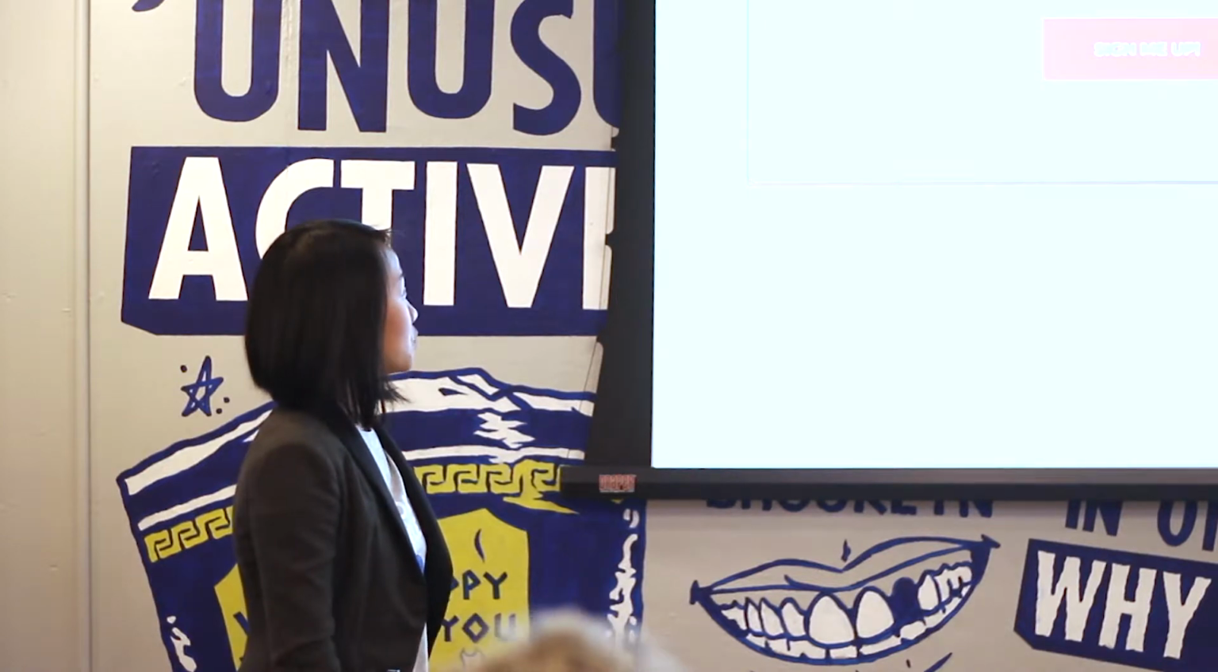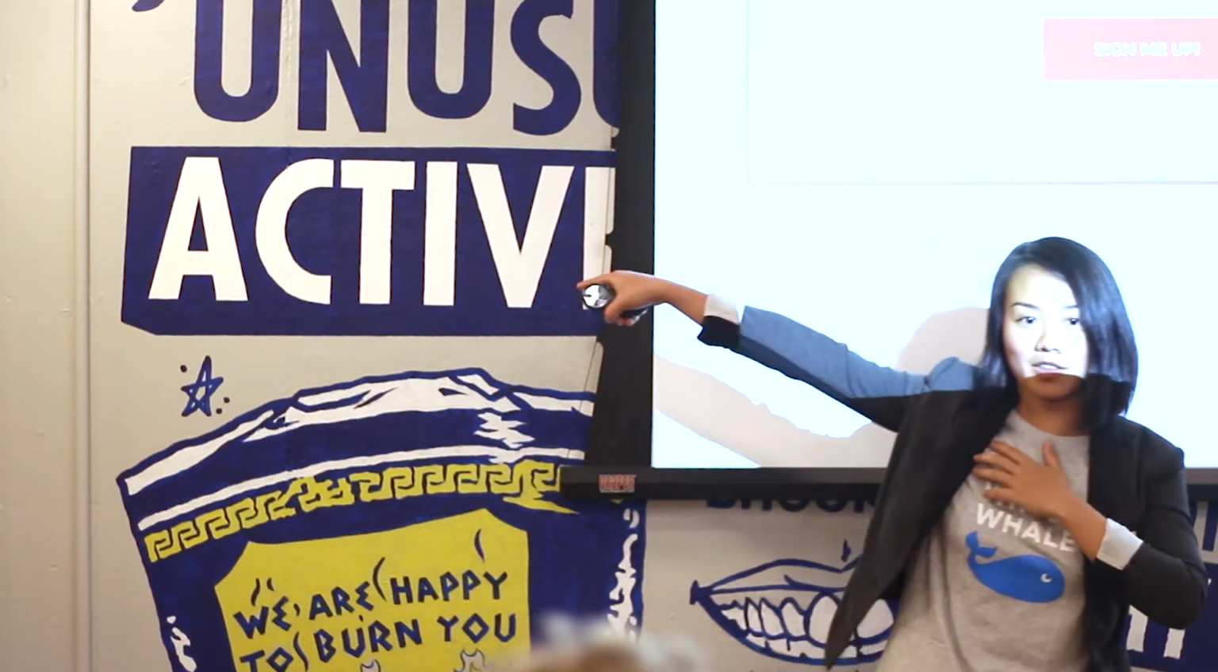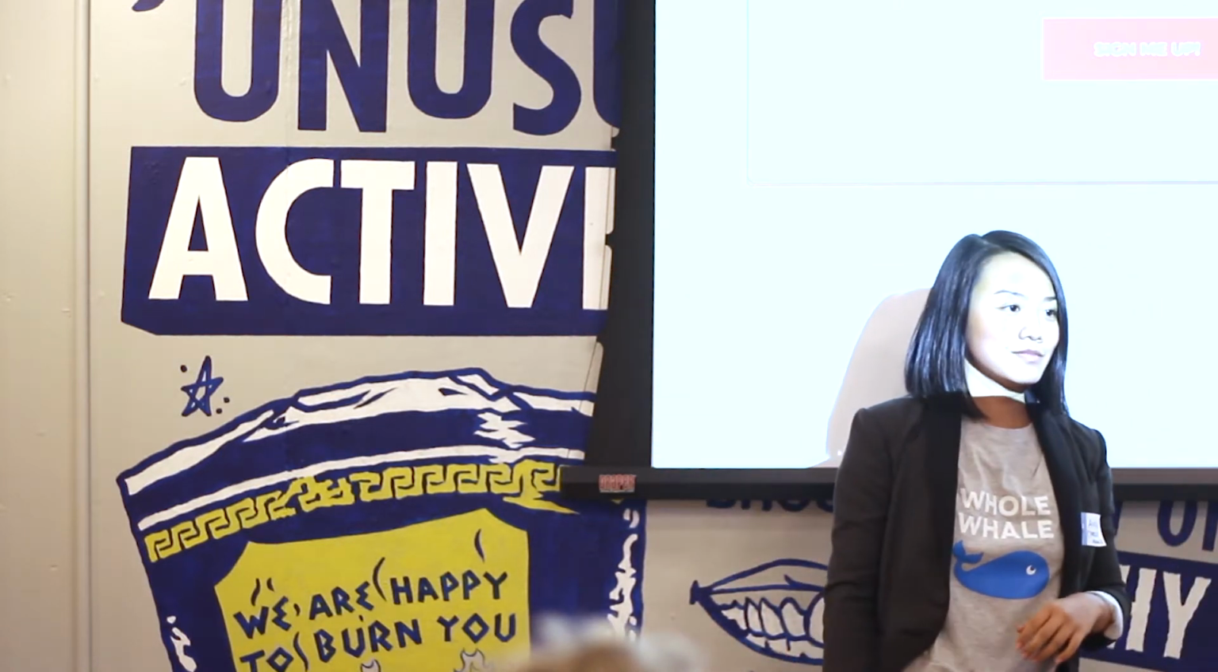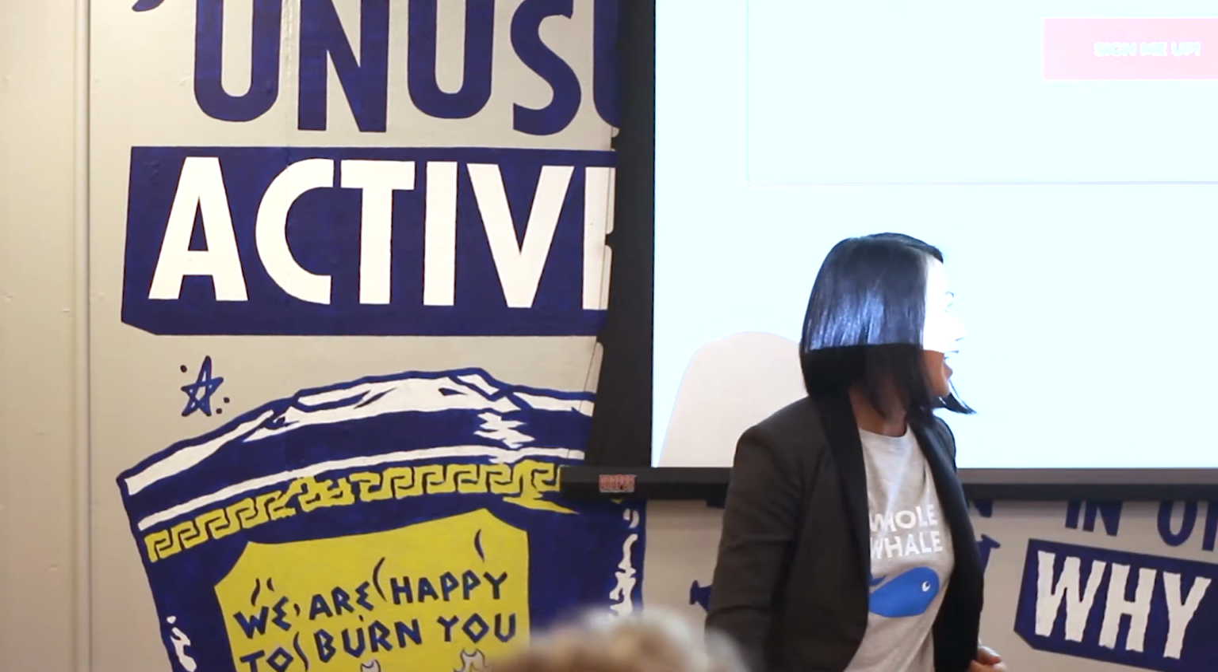So, for example, this is a pop-up that we were A/B testing. Design-wise, it was out of the box, nothing fancy here. But we just used a bit of time to change up the copy. So the first one is, want the latest Black public media updates? The second one is, we're the Netflix of Black media. So let's do some more pointing. Which one do you think did better? Oh my goodness, everybody wants it the Netflix way.